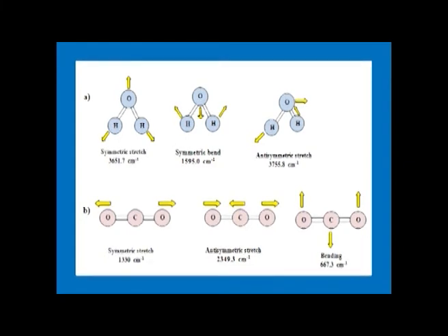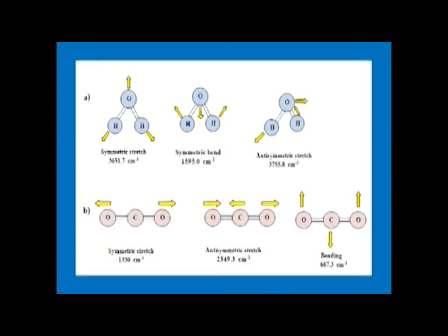In the asymmetric stretching mode, the dipole moment again changes parallel to the major axis of symmetry. This mode is IR active and appears at 2349.3 cm inverse, that is our ν3 bar. In the bending mode, however, the change in the dipole moment occurs perpendicular to the major axis of symmetry. This mode is also IR active and is observed at 667.3 cm inverse as shown by ν2 bar.